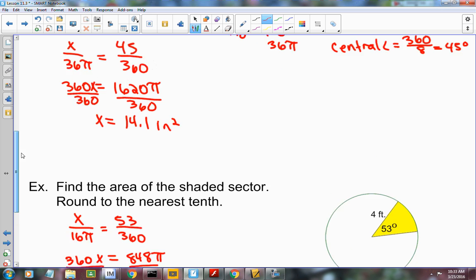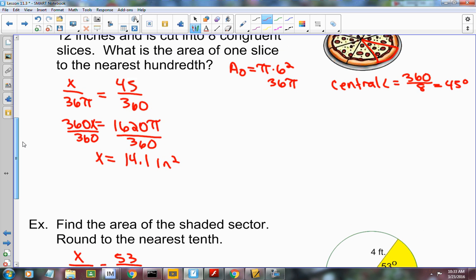You know, I think in that one above, it asked for the nearest hundredth, didn't it? So really, we should have had 1620 pi divided by 360. Should have been 1/4. So 14.14. All right, any questions?